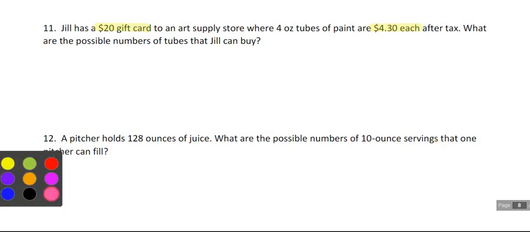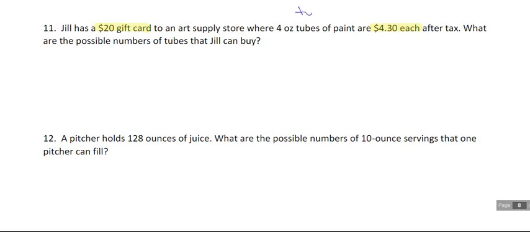So if I were to word this as the tubes of paint, it's $4.30 per tube. Let's try to write it that way. It's an easier way to describe it. So the cost is $4.30 per tube. And our word per means we are multiplying. So what we need to do in order to determine what her total bill is going to be, we're going to multiply $4.30 times the number of tubes of paint.